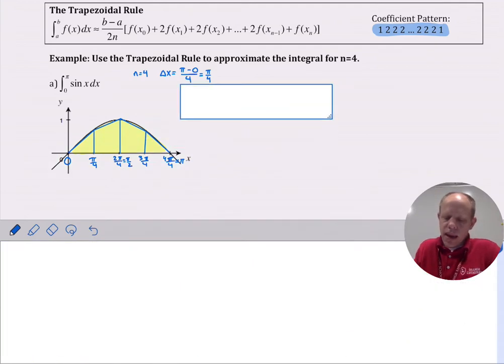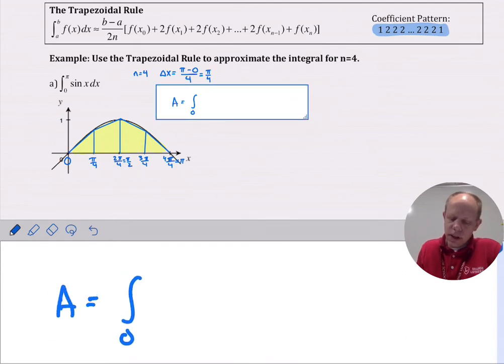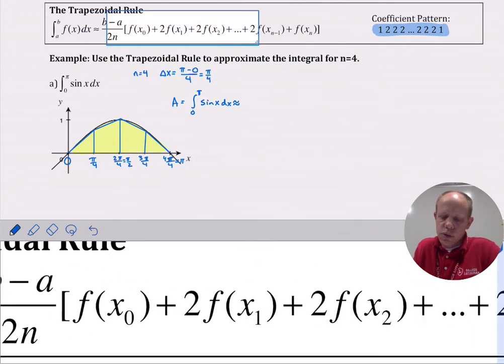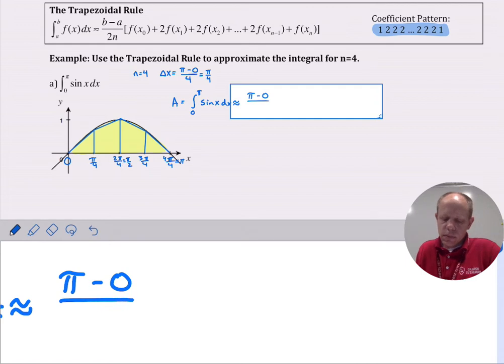So we're going to go ahead and find the area, which is the same as the definite integral from 0 to pi of sine x with respect to x. And this is going to be an approximation here, so this won't be exact. And we're just going to use this rule here. So we have b minus a over 2n. So b is going to be the pi, and then minus 0, a is 0. And it's going to be over 2 times n, and n is 4.